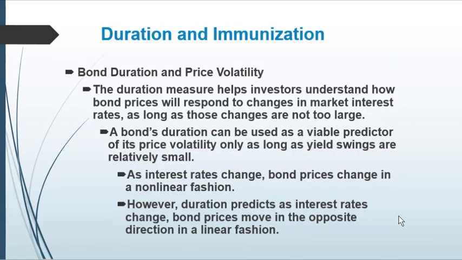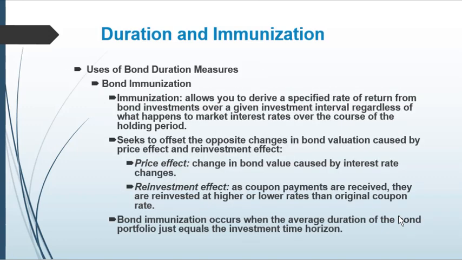So what about duration and price volatility? Duration helps us understand how prices are going to respond. A bond's duration can be used as a viable predictor only as long as the yield swings are relatively small. So if you're talking about a 2 or a 3% change, duration loses its ability to give us a precise answer. As long as interest rates are low, we shouldn't have a problem with understanding how interest rates and prices will relate with each other and ultimately change.